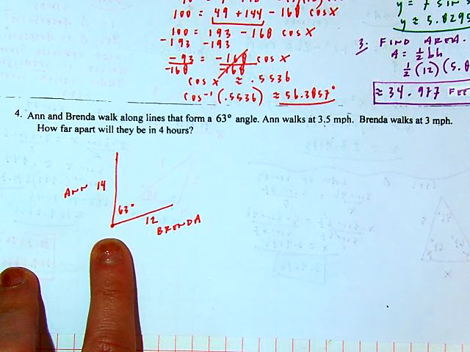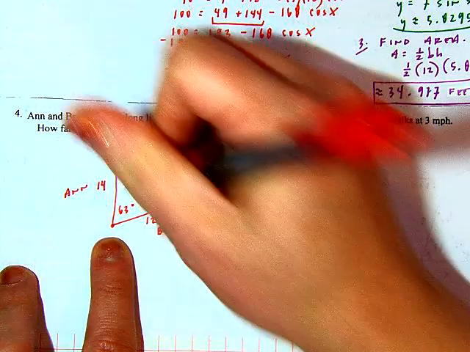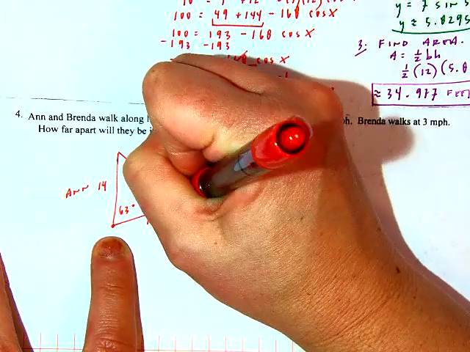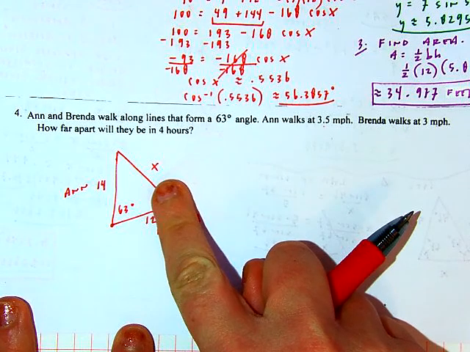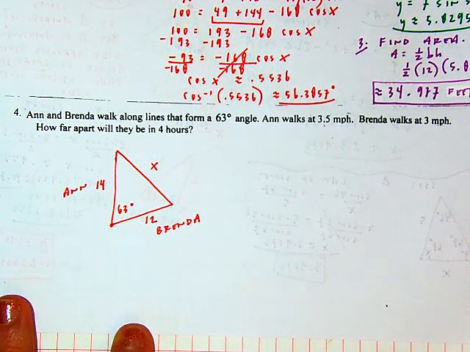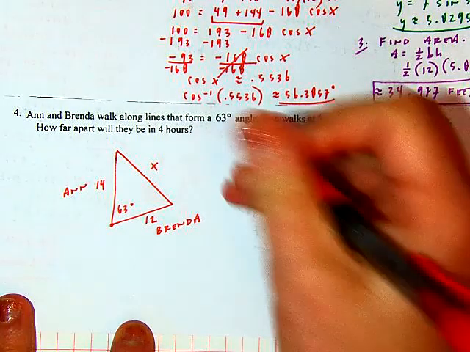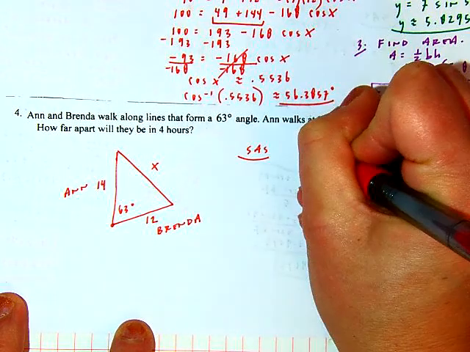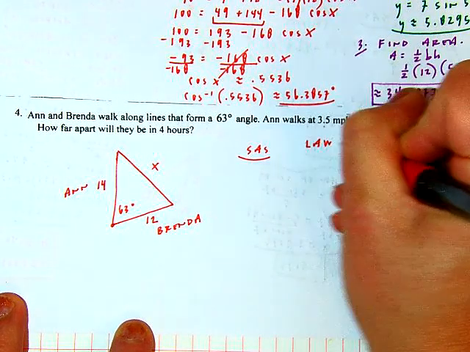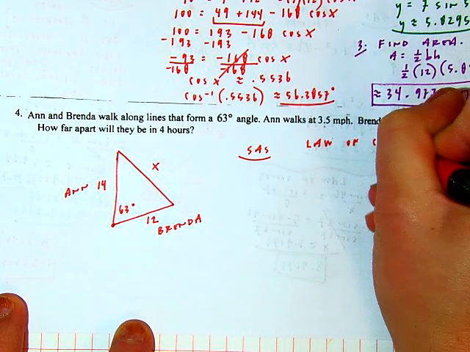Okay, I want to know how far apart they are in 4 hours. So if I connect over here, now I have a triangle, and that's what I want to solve for. So what information do I have right now? What is given? I have side angle side. So I do not have an angle with a side opposite. I gotta use the law of cosines.